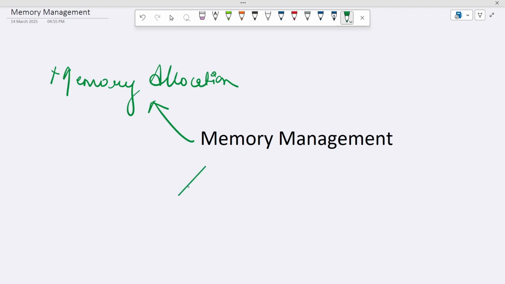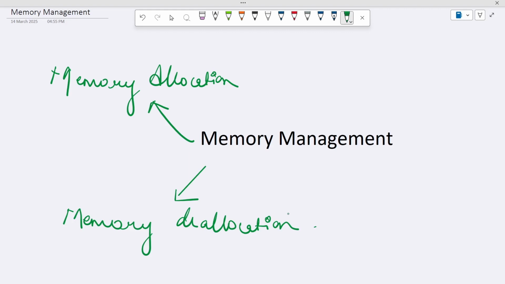The second main function is memory deallocation. What is memory deallocation? Memory deallocation means how we deallocate the memory. If a process is completed, then we have to remove the allocated memory from that process so that the memory can be used by other processes. So it is responsible for deallocating memory from a completed process.